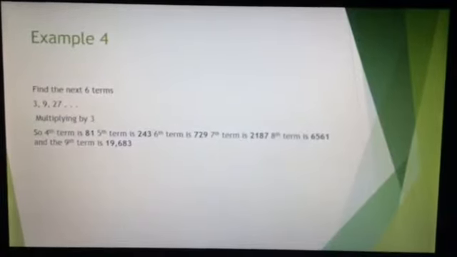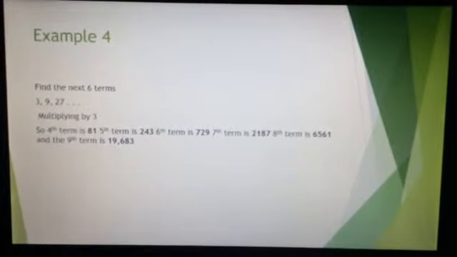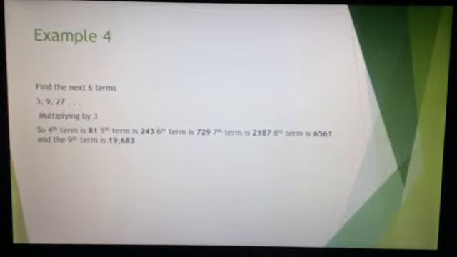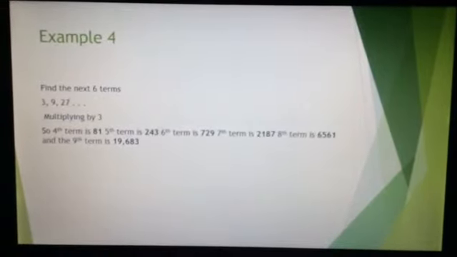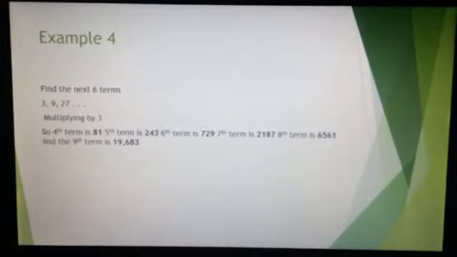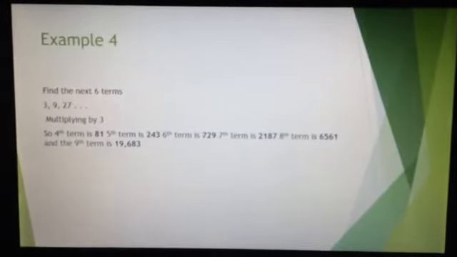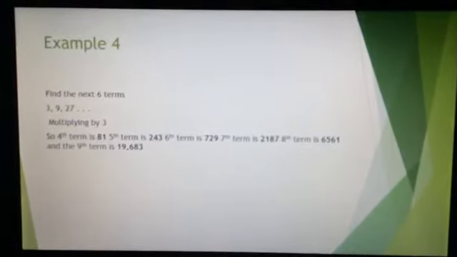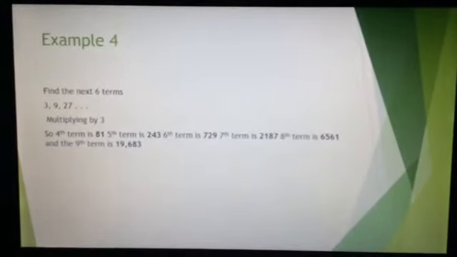The eighth term would be 6,561, and you would find that by multiplying 2,187 by 3. And then lastly, the ninth term would be 19,683, and so you would find that by multiplying 6,561 by 3, and that equals the ninth term. So as you can see, you just constantly multiply by the one number, and then you'll slowly increase to establish your geometric sequence.